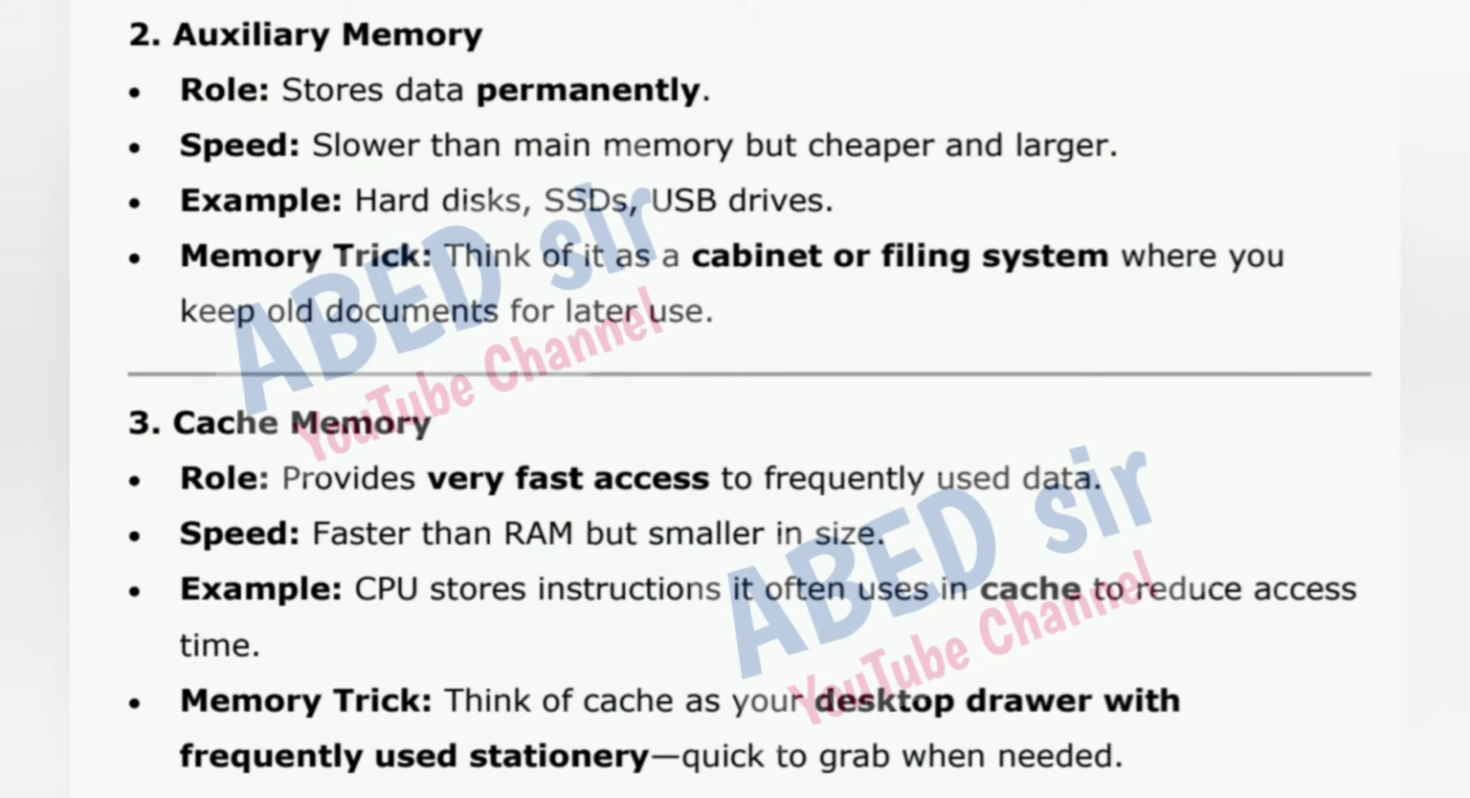Speed: faster than RAM but smaller in size. Example: the CPU stores instructions it often uses in cache to reduce access time. Memory trick: think of cache as your desktop drawer with frequently used stationery, quick to grab when needed.